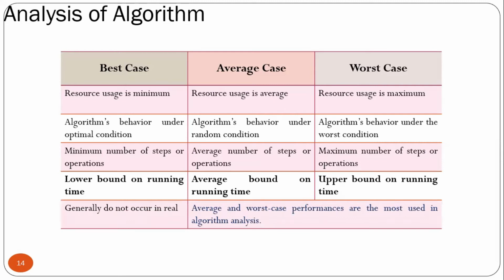So best case generally does not occur in reality. Whenever we are facing the physical world, it does not occur. Generally, average case and worst case analysis are preferred and mostly used in algorithm analysis because we are always concerned about the maximum time in which the operation can be performed. We are never bothered with the least time. We are always bothered with the maximum time, or the worst time, that could be taken by an algorithm to get executed.